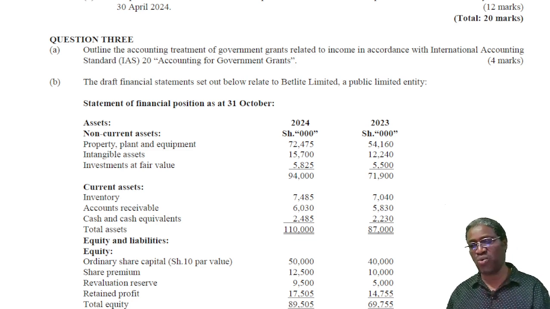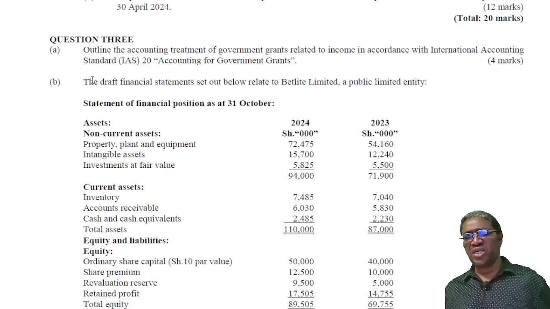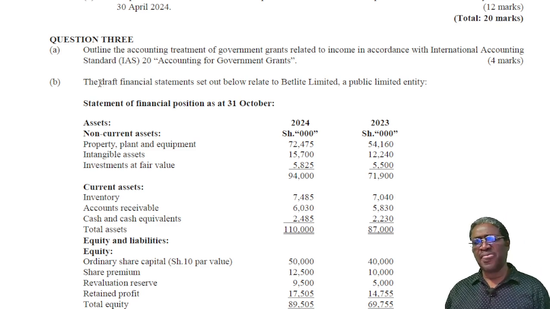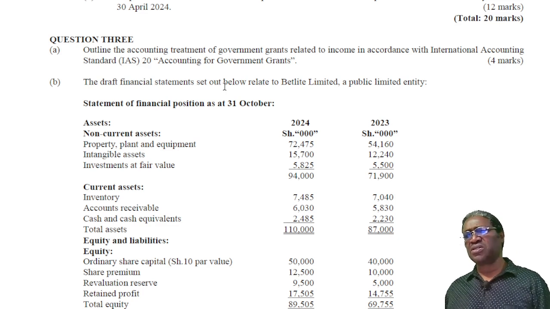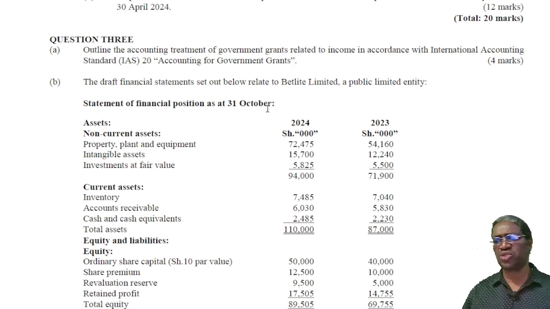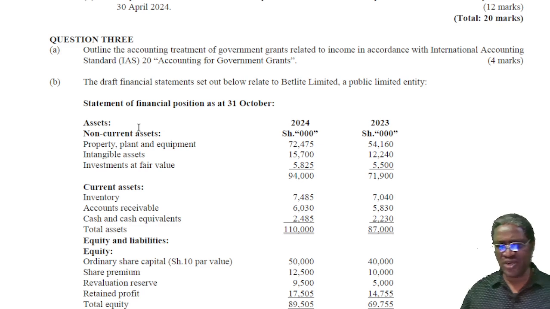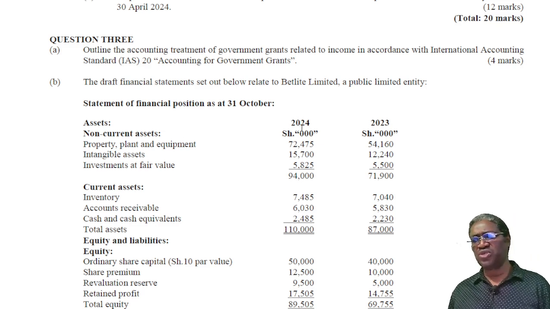So let's read the question. The question says, number B, the draft financial statements set out below relates to Bit Whatever Limited, a public company. The statement of financial position as at 31st of October. You're given 2 columns there, for the column for the year 2024 and a column for 2023.